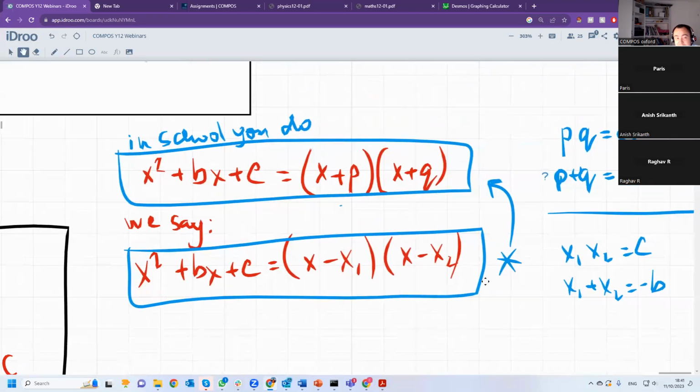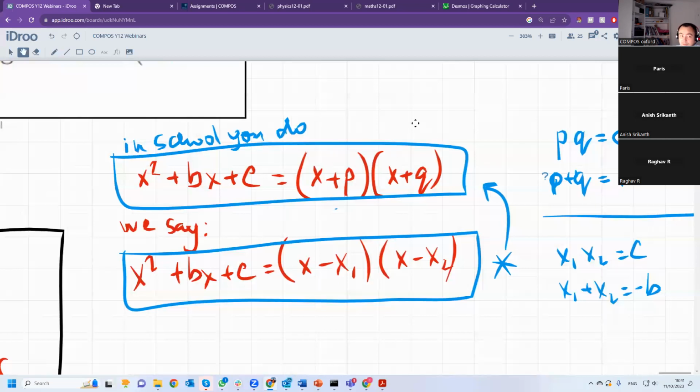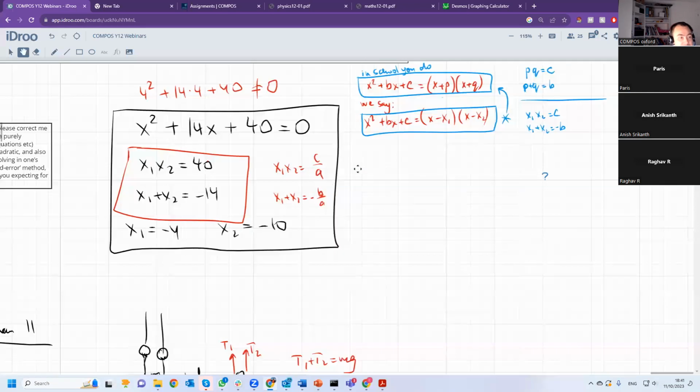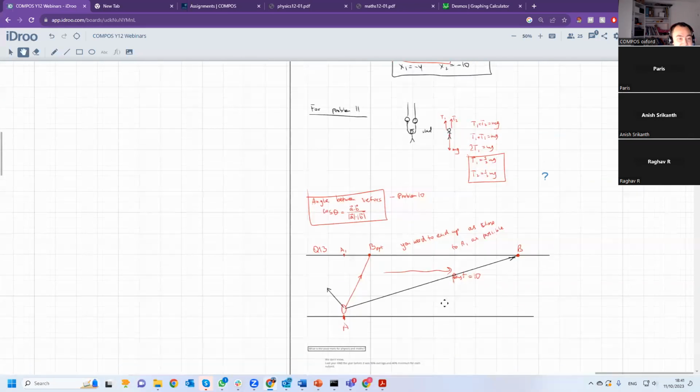If you find it confusing, I say stick to what you're taught in school. If you are not finding it confusing, then use whichever method you like best.